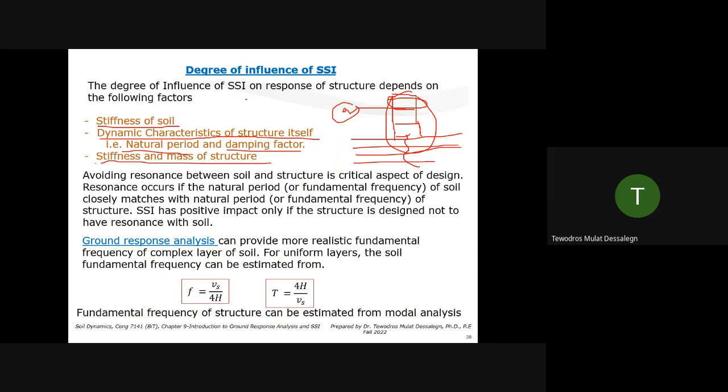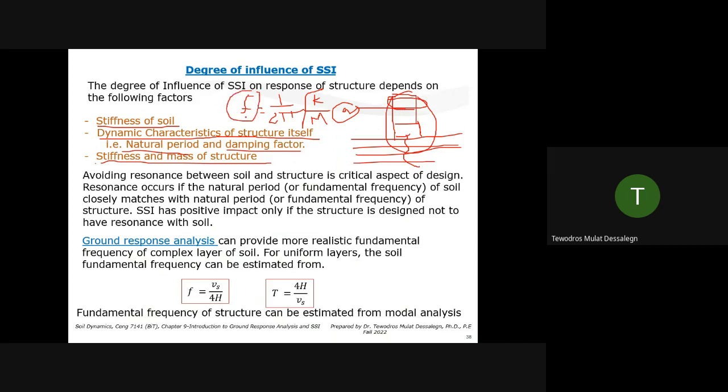If you simply see it, the period or fundamental frequency of a structure is 1 over 2 pi square root of k by m, right? Just assume it as a 1 degree of freedom system formula. If the fundamental frequency is getting close to the soil, you know how to estimate the fundamental frequency of soil, right? Or the period, Vs by 4h. If the two get close, it's hard to modify the soil, but you can modify the structure. Maybe one technique is to reduce the fundamental frequency or increase the period.